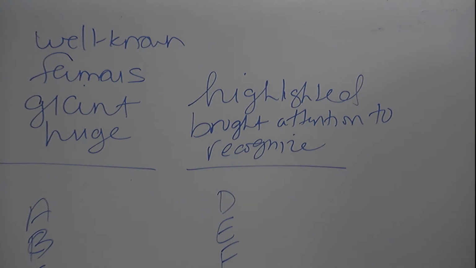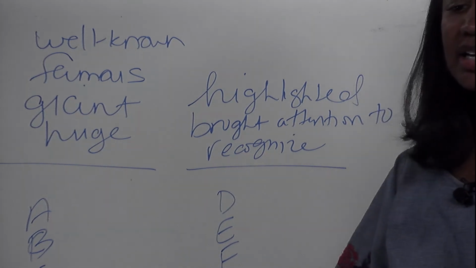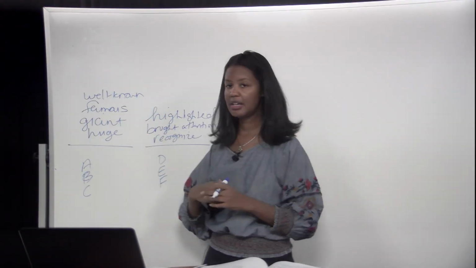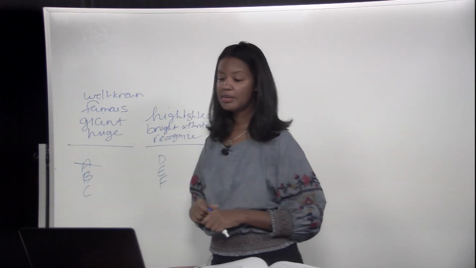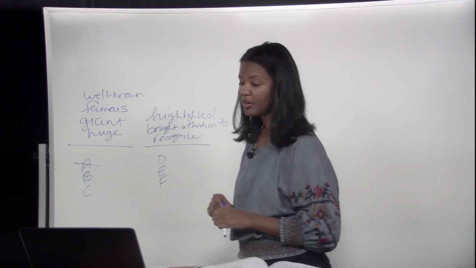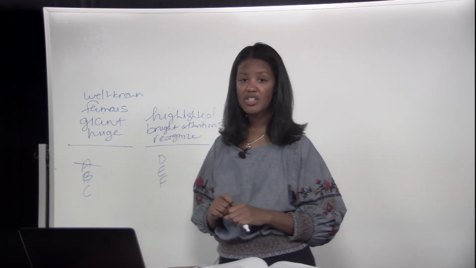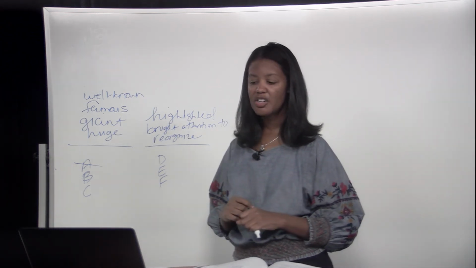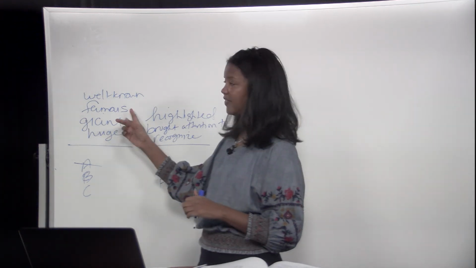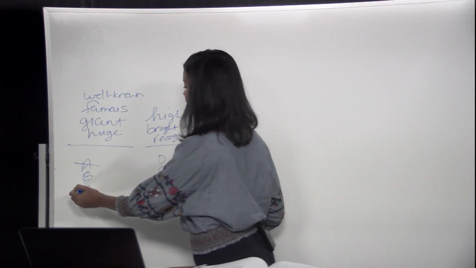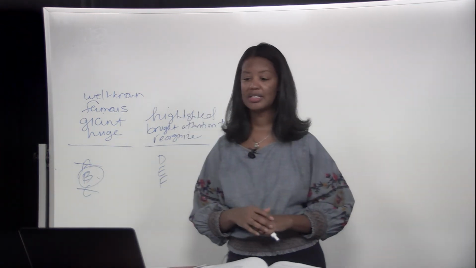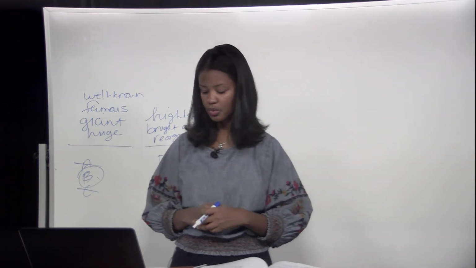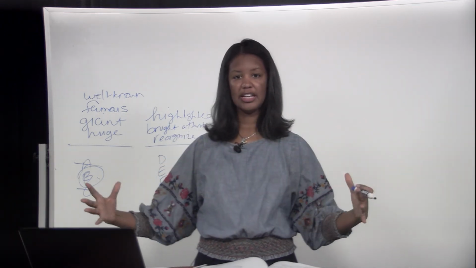So let's look at the first blank. We have three choices here. Stigmatization. A stigma is not the same thing as being a giant or huge or well-known. So we don't want stigmatization. Skipping B and going to C. Marginalization, marginalize. Again, to be marginalized is not to be famous or well-known or huge. So that doesn't work.